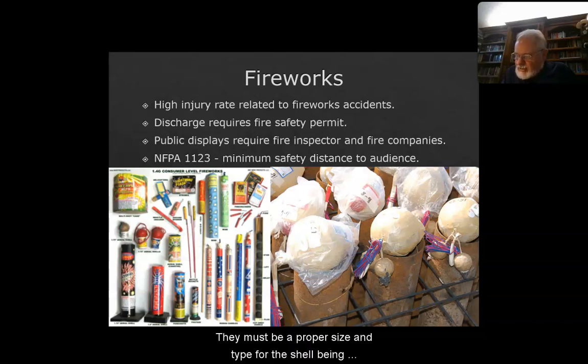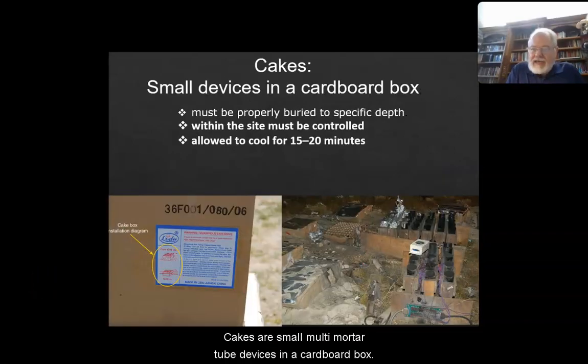They must be a proper size and type for the shell being installed, and the shell should slip into the mortar easily. Mortars should be free of debris from past discharges. Technicians can use flares to start smaller shells, but they must have personal protective equipment: fire-resistant shirts, hard hats, ear protection, and safety glasses. Cakes are small multi-mortar tube devices in a cardboard box.